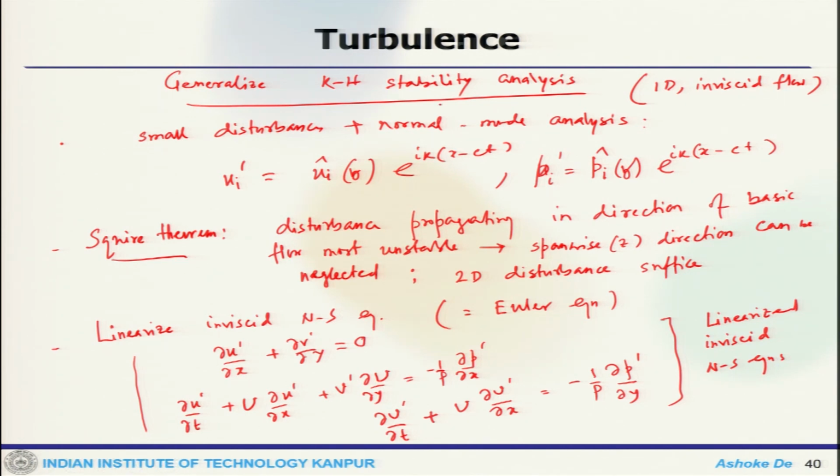So, we generalize this Kelvin-Helmholtz instability analysis, where we again assume it is a 1D inviscid flow. So, we have a small disturbance, and the normal mode analysis we write like this: u1 prime equals to u1 and p1 prime, and also we assume that the disturbance is only in the direction of the basic flow, which will become more unstable, and so that we can neglect the span-wise direction and we get this equation in the linearized form. So, now we will see how we can obtain a solution for this particular linearized system. So, we will stop here and continue in the next lecture.